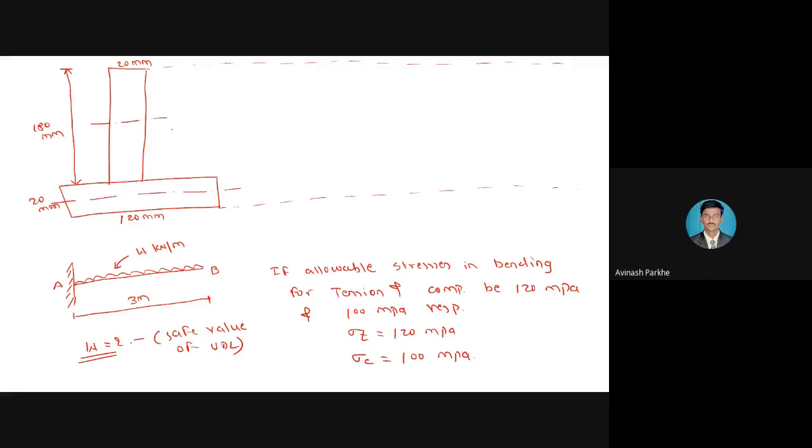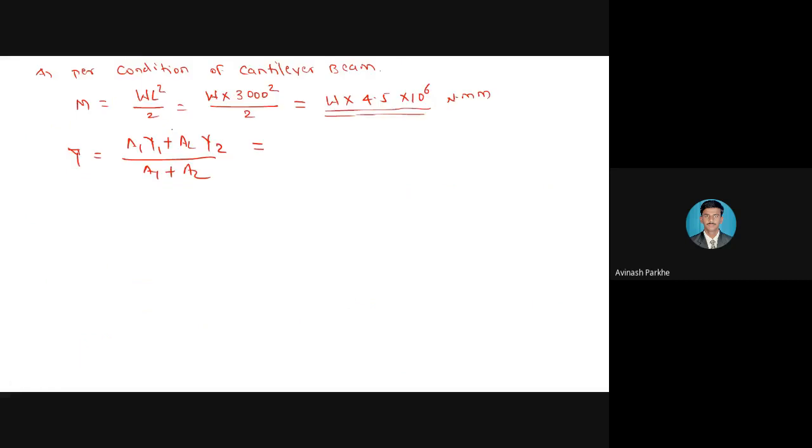180 divided by 2, 90, and remaining distance 20. So you will get 110. Then put all the values in the Y bar equation and tell me the value as a Y bar. 70 mm.